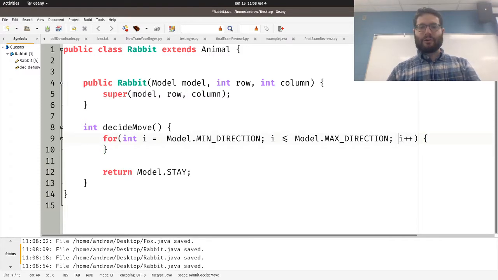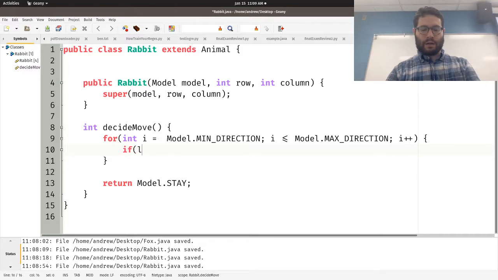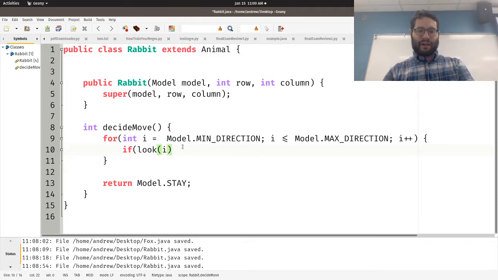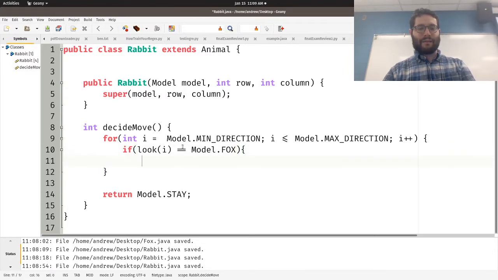Now we can look around for the fox by simply saying, if look(i), and you might be saying, well, there's no look function. Well, remember, rabbit is an animal, and thanks to inheritance I get the animal's look function, which is what the fox uses. If look is equal to model.FOX, so if I'm looking around and I see the fox, I know that the fox is in direction i.